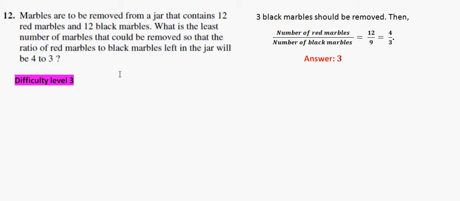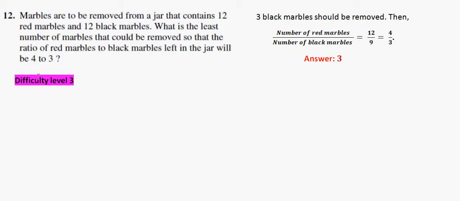But why is 3 the least number of marbles that could be removed? Maybe we can remove 1 or 2 marbles and the ratio of the number of red marbles to the number of black marbles left in the jar still would be 4:3. Notice that initially we had 12 red marbles and 12 black marbles in the jar, and number 12 is divisible by 4 and 3.